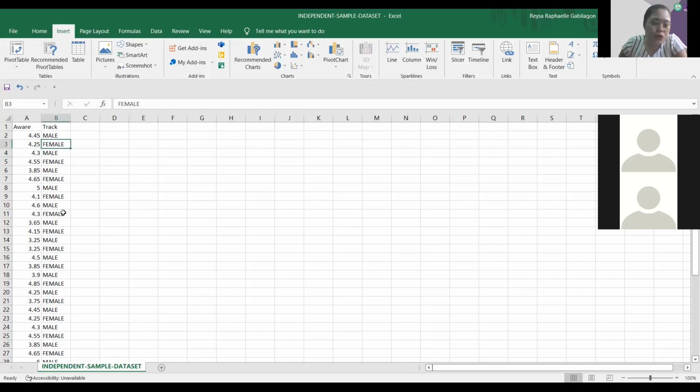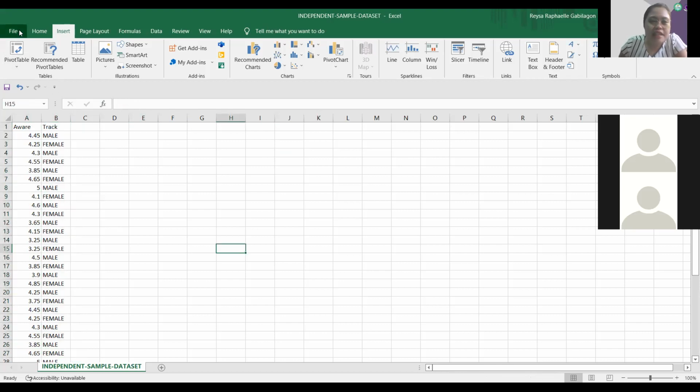Now, how are we going to do this sa JASP? So you have here, sa JASP kasi siya per column. So ito yung scores ng lahat for the awareness. And ano siya per column with regards to your conceptual framework. This is the dependent variable, right? The awareness, and this one here is the independent variable.